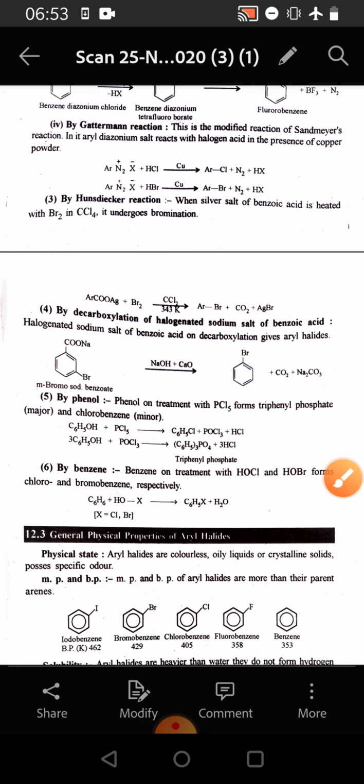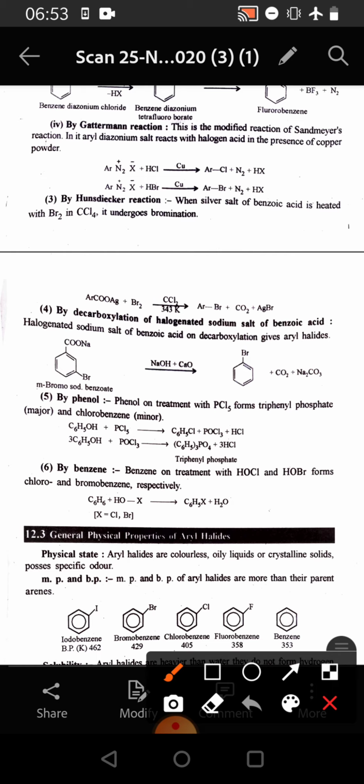Next we come to the Hunsdiecker reaction. When the silver salt of benzoic acid is heated with bromine in the presence of CCl4, it forms aryl bromide, by decarboxylation of the halogenated sodium salt of benzoic acid. So the halogenated sodium salt of benzoic acid on reaction with NaOH and CaO forms aryl bromide, that is, bromobenzene.